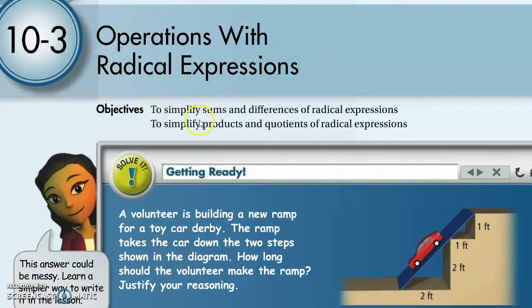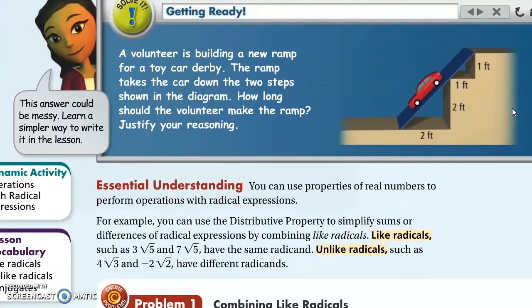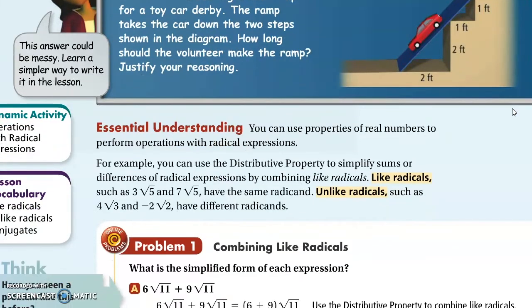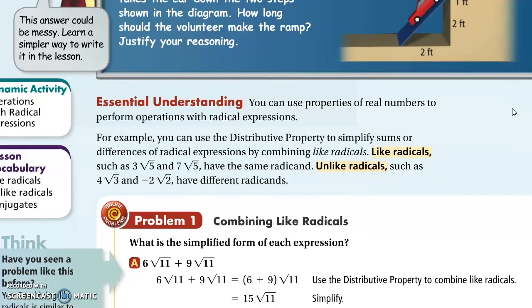Our objective for this lesson is to simplify sums and differences, adding and subtracting, and also to simplify products and quotients of radical expressions. Sound good? Sounds good to me. All right, let's go ahead and look at this lesson. So, you can use properties of real numbers, things that you guys are more familiar with, in order to perform operations with radical expressions.